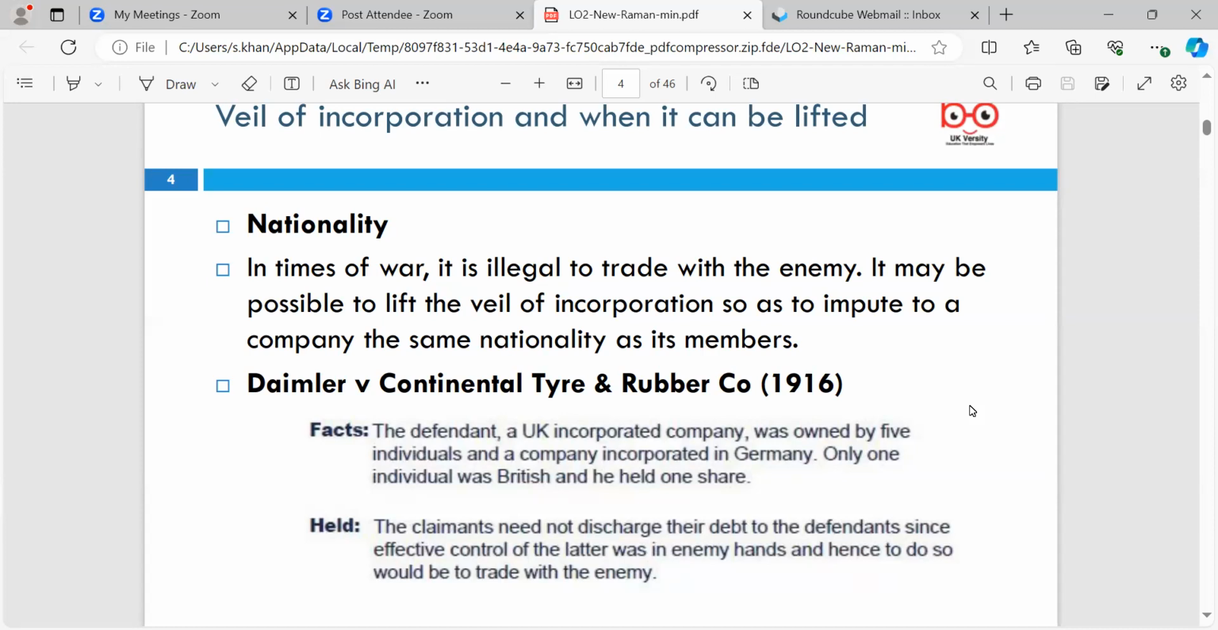Laws and regulations that are applicable to the company is another one. But in times of war, obviously, it may be a time where you have to lift the veil of incorporation, so that you are in line with the same nationality as its members.